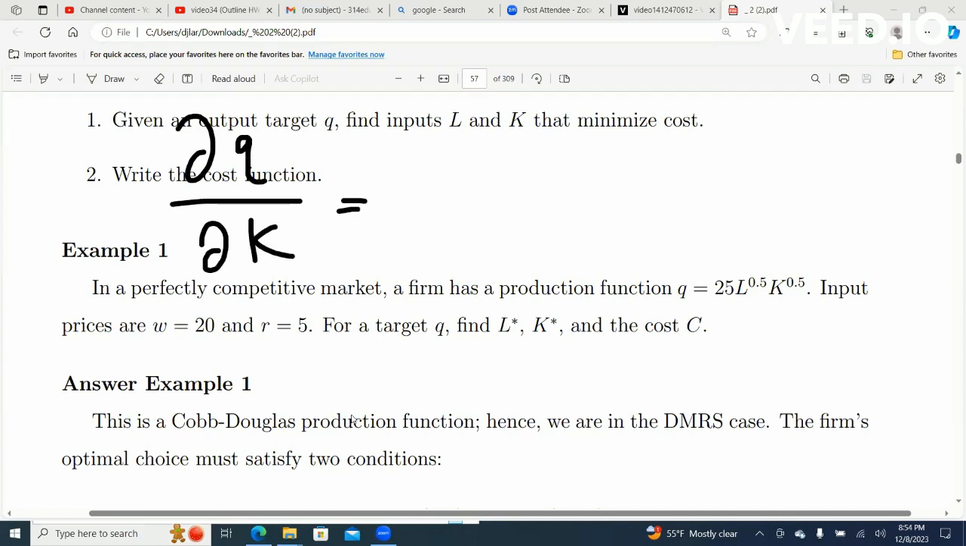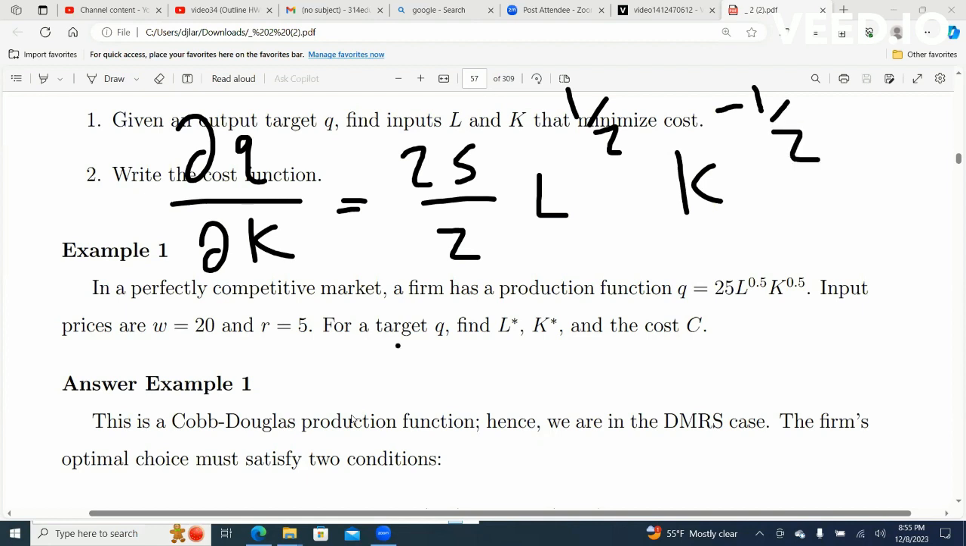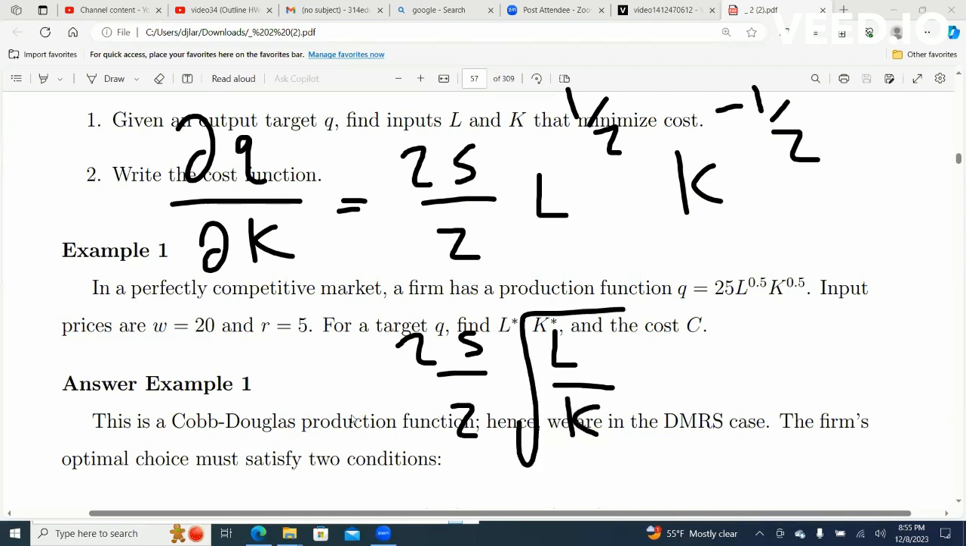That was with respect to L. So kind of silly when we give it a run through. The partial with respect to K is the exact same thing. Flip it. So the 1/2 comes out front. That's where the 25/2 comes from. It's L to the 1/2 K to the negative 1/2. Therefore, it equals 25/2. This one is going to be L over K, the square root. That's what that's going to be.